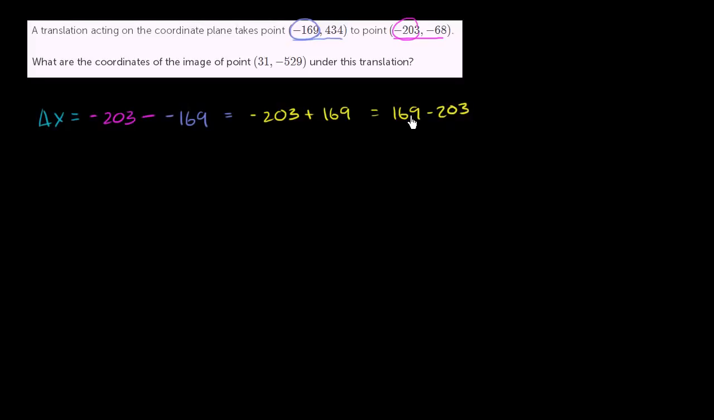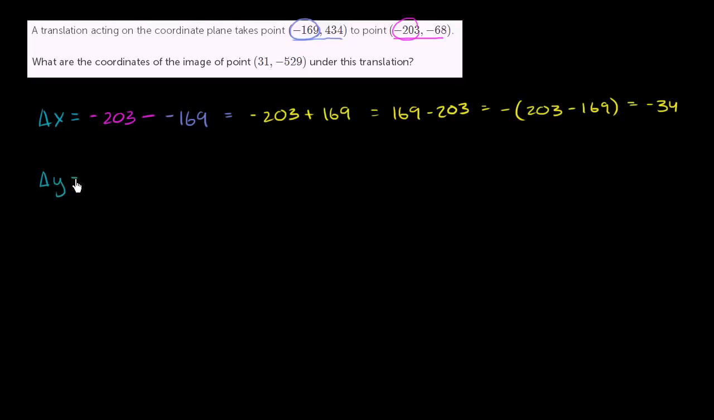I'm just writing it this way for my brain to process it, which is the same thing as the negative of 203 minus 169. And let's see, this one is the easiest for my brain to process. This is going to be 34, so this is going to be negative 34. That's our change in x. Now let's think about our change in y.